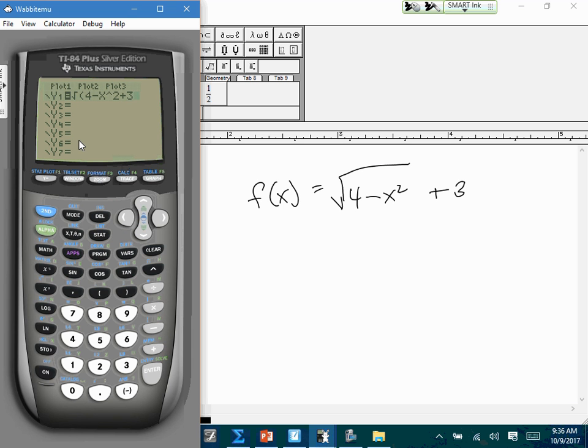Whereas if you're in math print, you can push your directional key over and it will end your square root bar, and you can push plus 3 and see what is underneath and what is on the outside, and you're good to go. Okay.